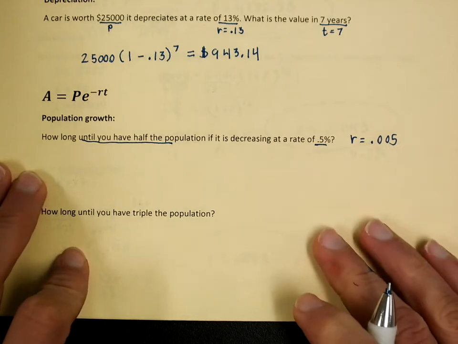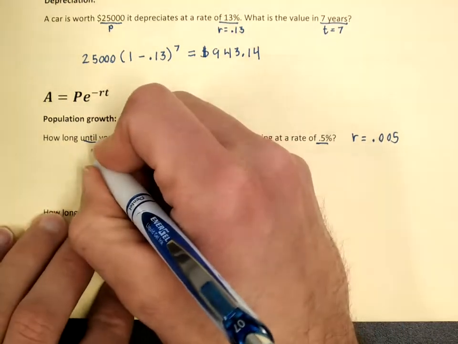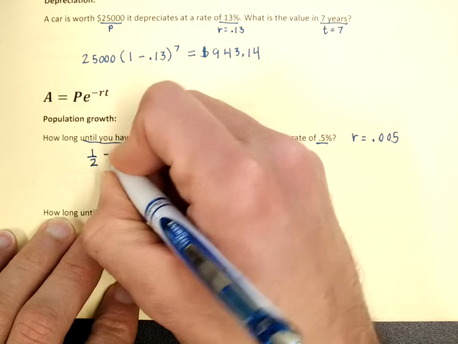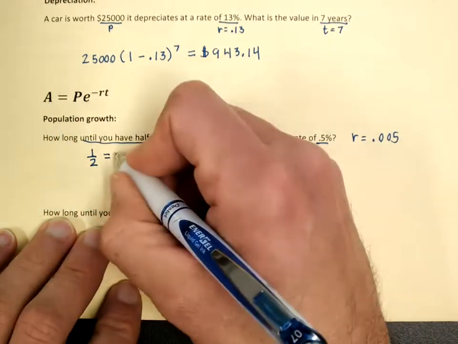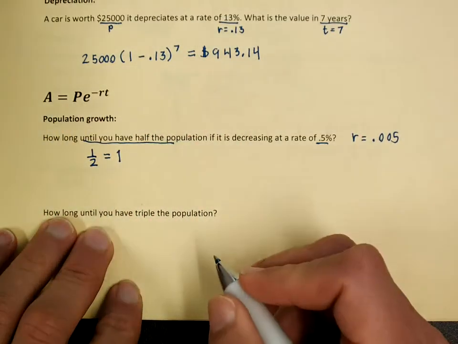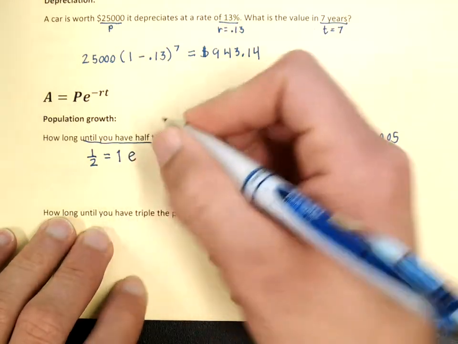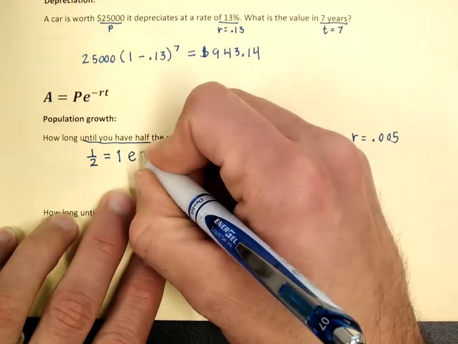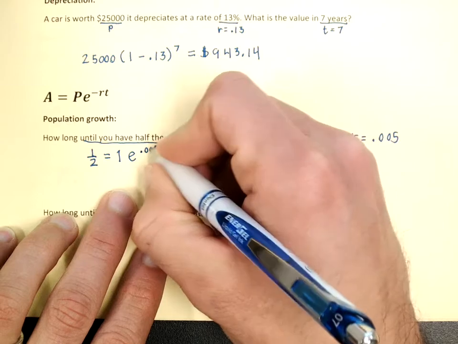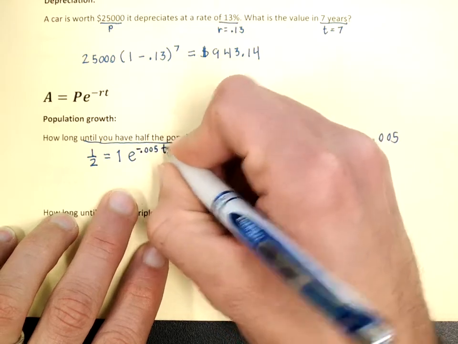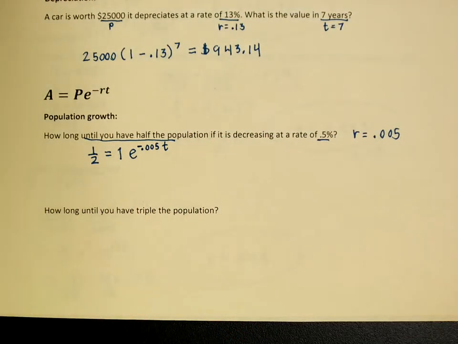So, okay, I don't know how much I have, but I know that at the end of it, I'm going to end up with half, right? So A is going to be 1/2, P is going to be 1, okay? And then E doesn't change, R is negative 0.005, and I'm looking for t. Okay. Not too terribly bad.